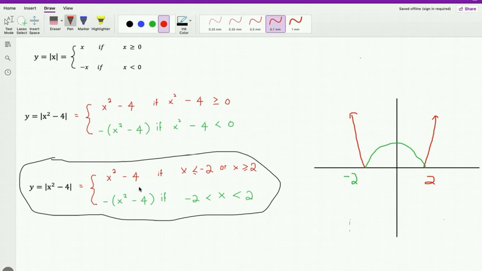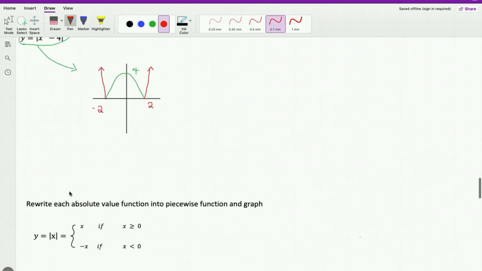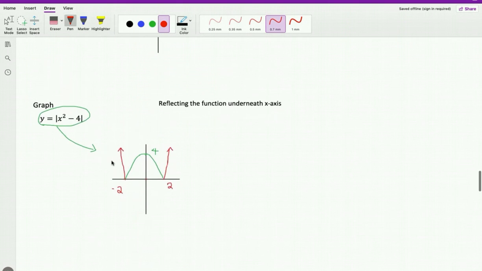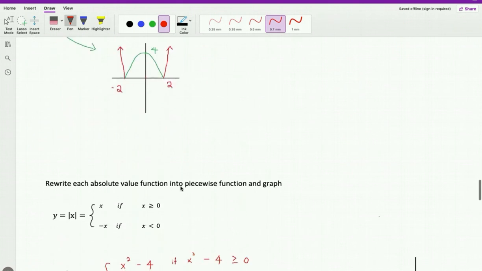It becomes x squared minus 4. For negative x squared minus 4, it exists in the interval -2 to 2, and this portion belongs to negative x squared minus 4. So this is the correct graph for the absolute value function y equals the absolute value of x squared minus 4, and it's similar to this function, right? This function is the last step I showed you before, and it matches.